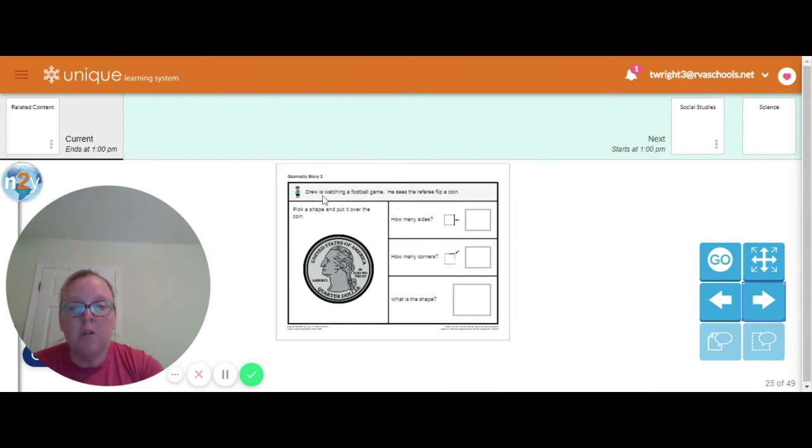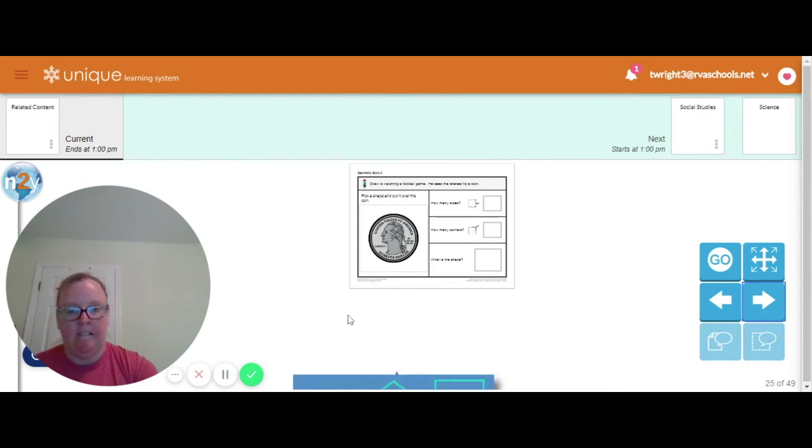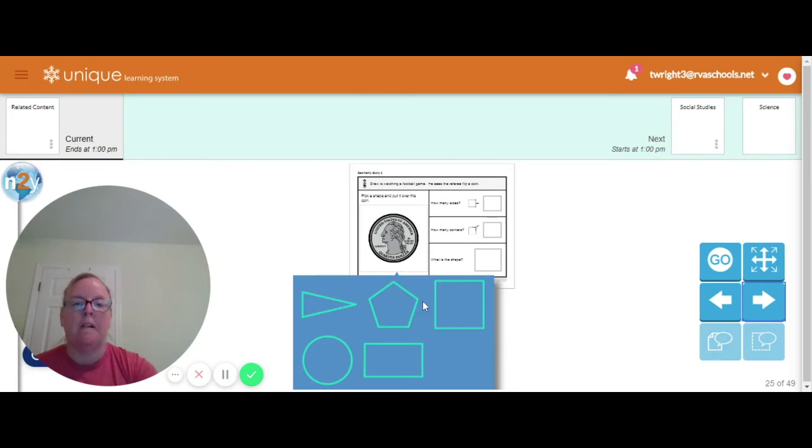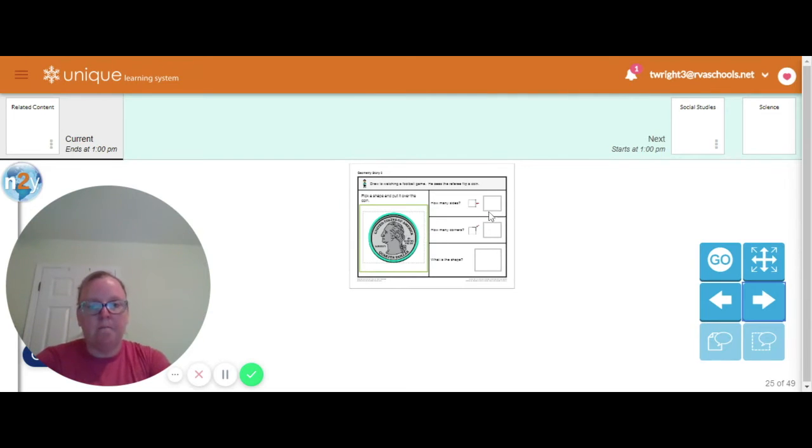All right. Drew is watching a football game. He sees the referee flip a coin. Remember what this coin is called? This is a quarter. Pick a shape and put it over the coin. Oh, let's find the shape. The quarter looks like a triangle, pentagon, square, rectangle, or circle. Point to it. Looks like a circle. All right. On to the next one.